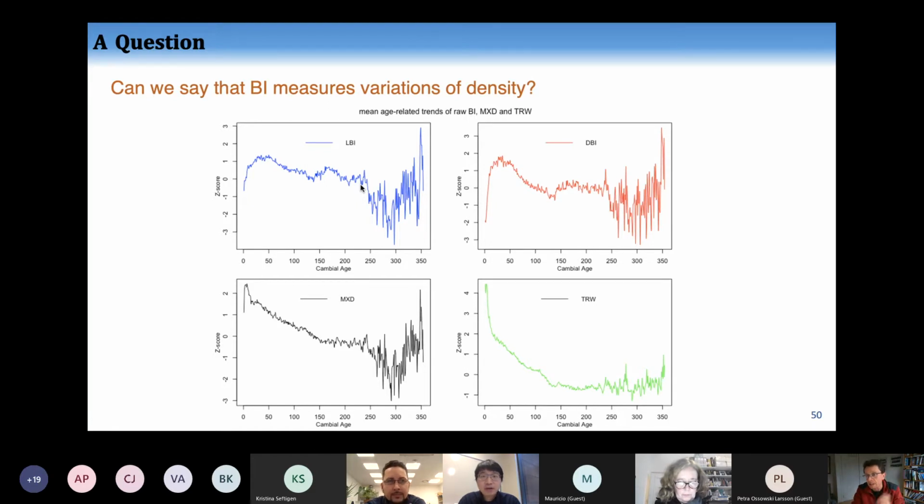Yeah, I don't know how many trees there are with pith offset, but yes, it can be species specific, I would say.